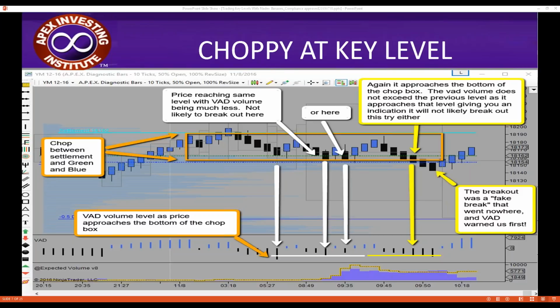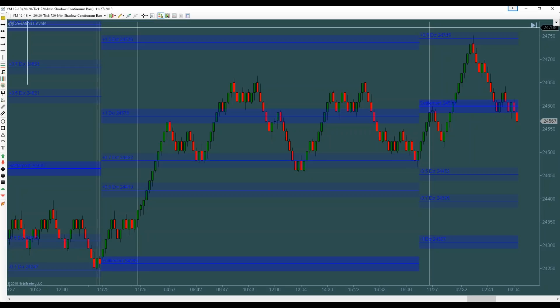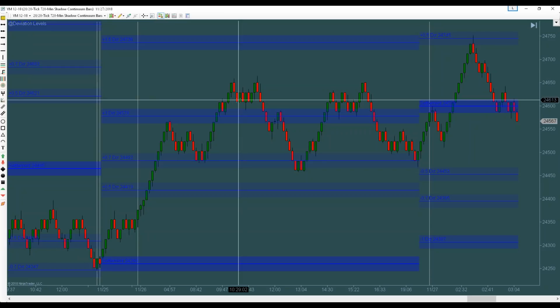But it's almost oversimplified, right? You think, okay, great little story here, John, great little sales pitch webinar. Well, this is no sales pitch. Open a chart and look for yourself. Okay, my chart finally came up here. Here's a YM chart, which is the Dow. Now these are some special shadow continuum bars that are kind of Apex proprietary tools.